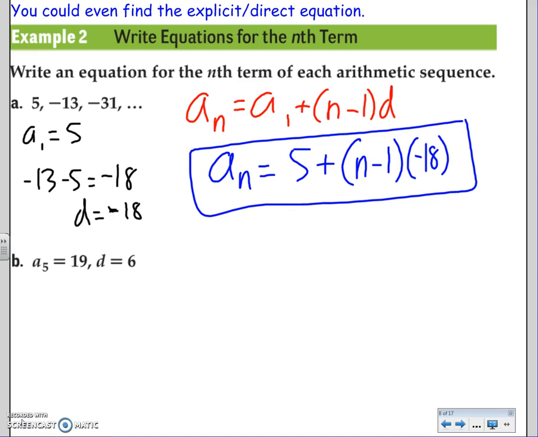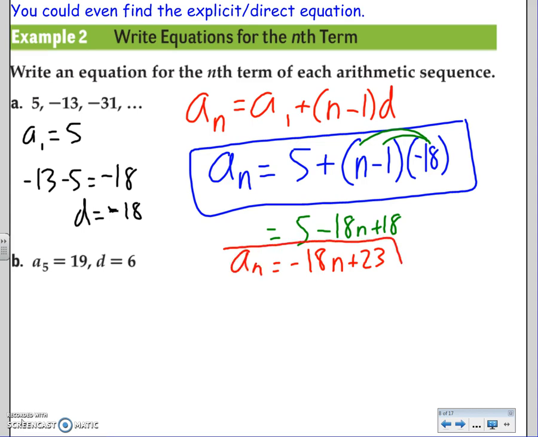Now actually, let's clean this up. Let's actually simplify it. Let's distribute. So that's 5 minus 18n plus 18, which then turns into negative 18n plus 23. That is our final formula. Alright, so say you plug in 1, the first term is, right? Negative 18 times 1 is negative 18 plus 23 is 5. First term done. If I plug in 2, negative 18 times 2 is negative 36. Negative 36 plus 23 is negative 13. There you go. So we've got our second term.